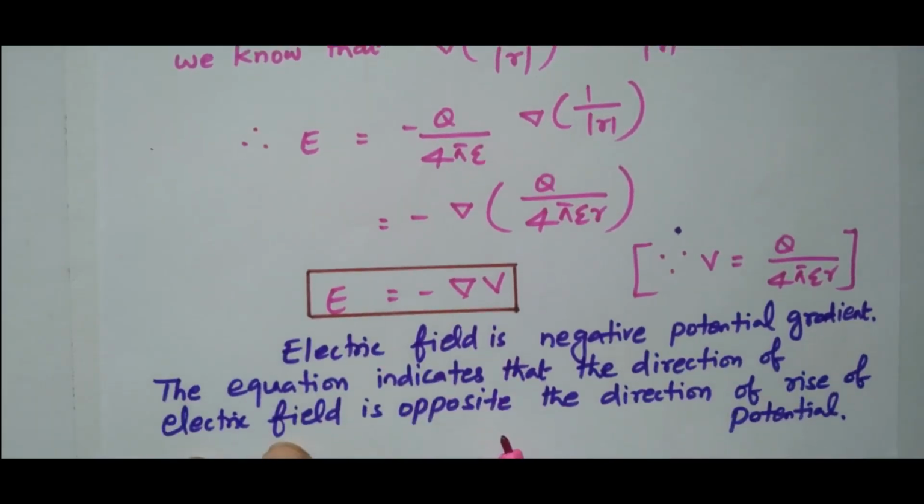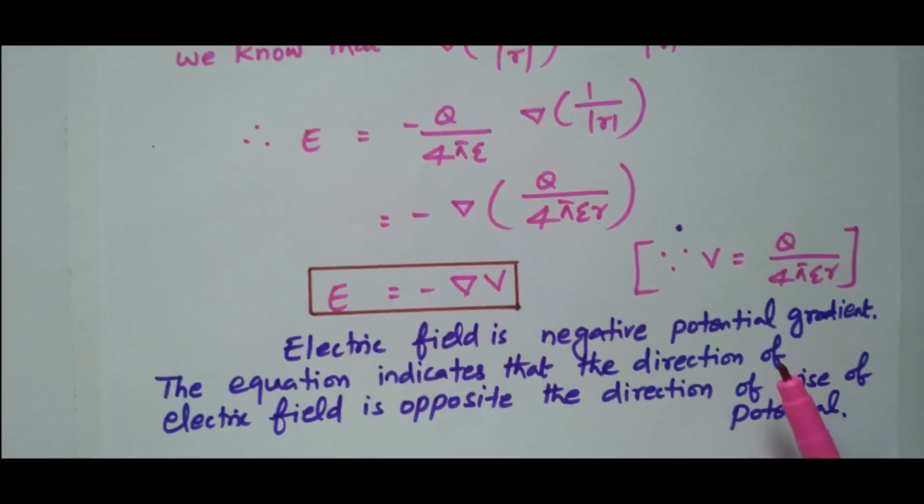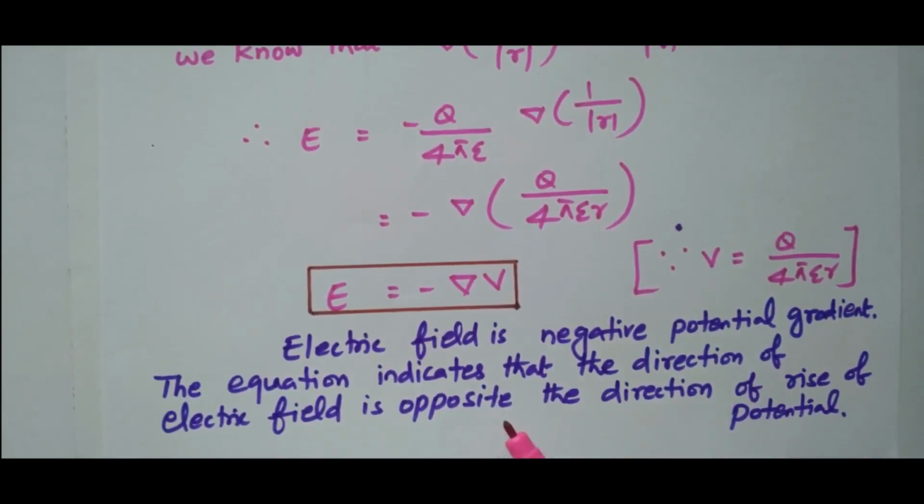What is the meaning of this? The electric field is the negative potential gradient. This equation indicates that the direction of the electric field is opposite to the direction of rise of potential. Both are negative gradient. The rise in electric field intensity is opposite to the rise of potential. E equals minus del V.